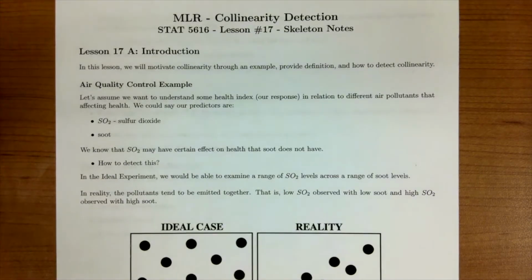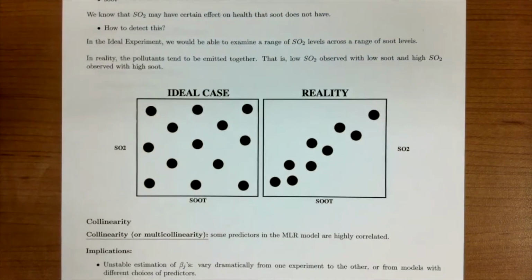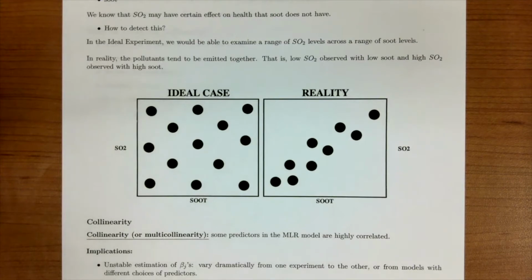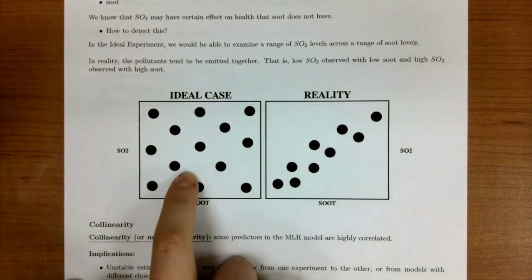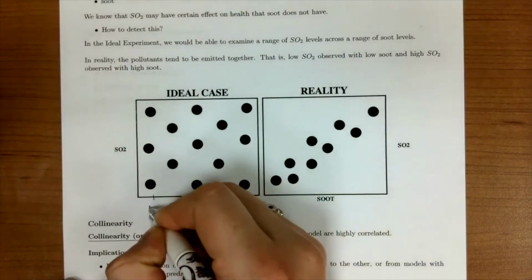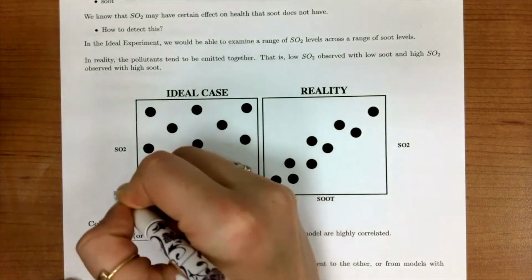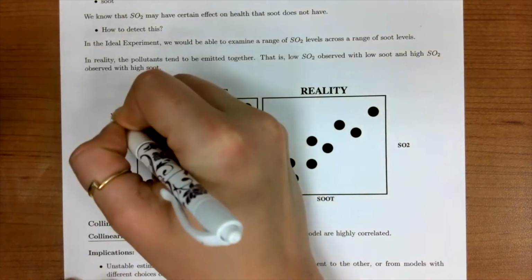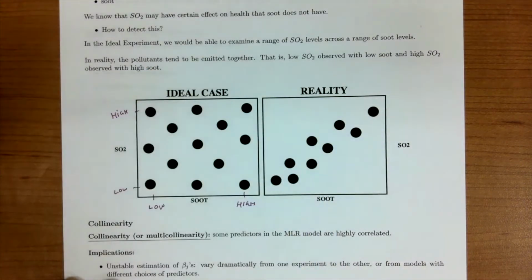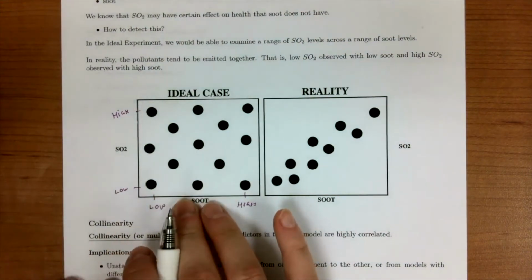In the ideal experiment, we would be able to examine a whole range of sulfur dioxide levels and a whole range of soot levels. What I mean by that is in this picture, we would be able to get low levels and high levels of soot. We would also be able to get low levels and high levels of sulfur dioxide. However, this is not realistic.